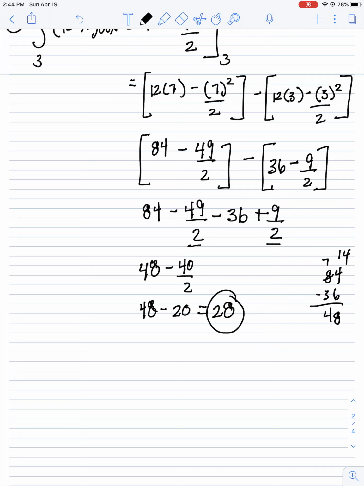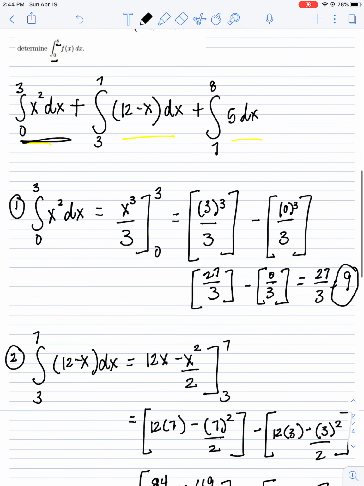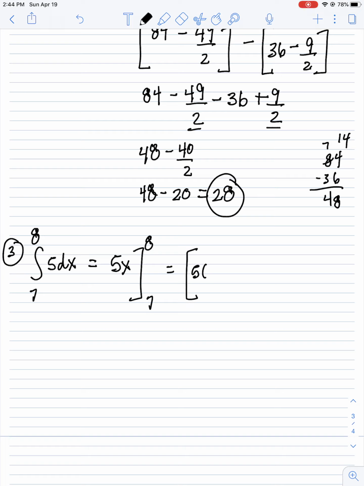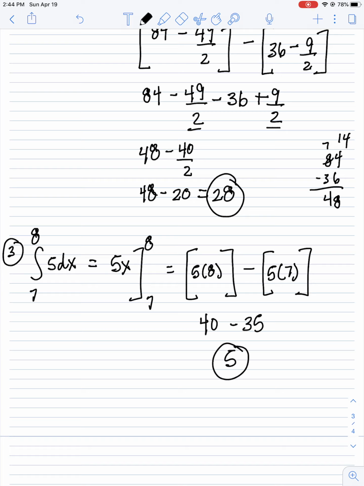Here's the area of piece 2. And so the last one, we have to find the area of piece 3. And piece 3, if I come all the way up, was from 7 to 8 of 5 dx. So the integral of 5 is 5x from 7 to 8. So you know that means plug in an 8, subtract, plug in a 7. So this is 40 minus 35, which simply equals 5.